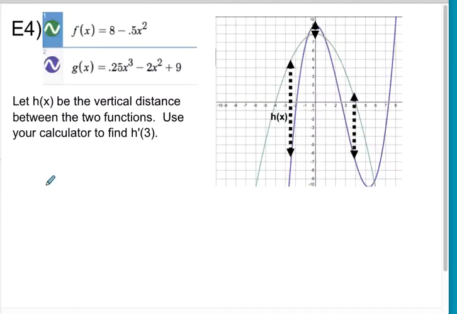All right, so let's go on to the next one. We have this green curve, f of x, and we have this purple curve, g of x. Let h of x be the vertical distance between the two functions. Use your calculator to find h prime of 3.